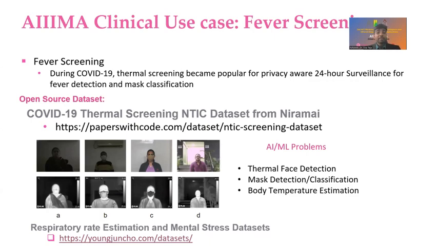One is the COVID-19 thermal screening NTIC dataset from Niramai, which has thermal images of people walking into public places and their corresponding facial locations. So you can use that for thermal face detection. And you have a data set corresponding to masks and their corresponding labels. You can use it for mask detection or classification, and finally, body temperature estimation.